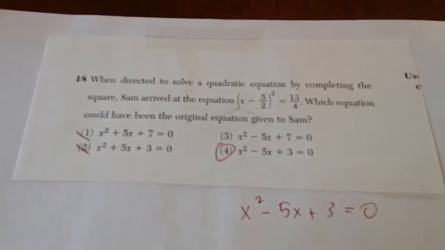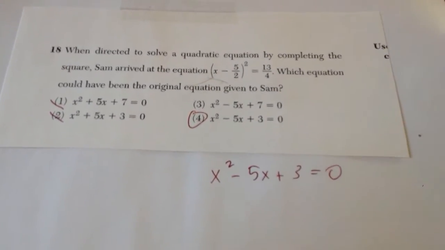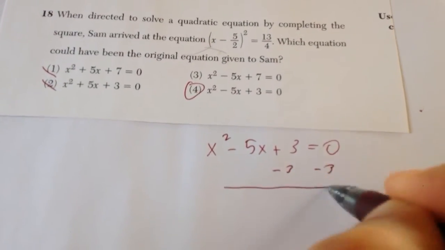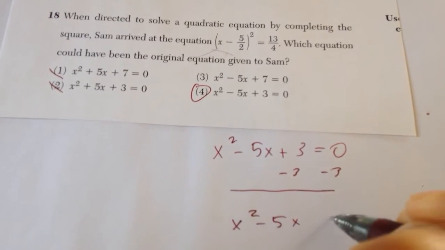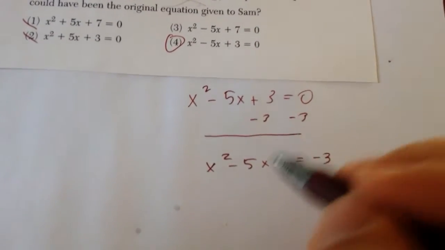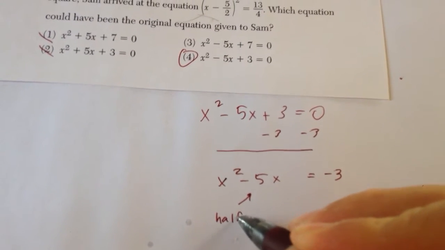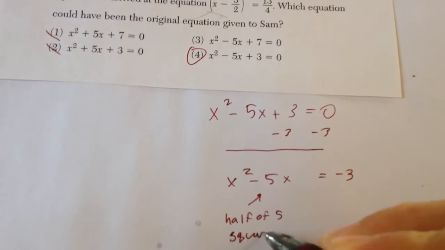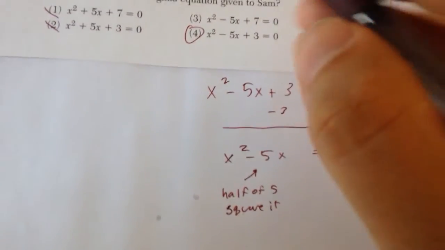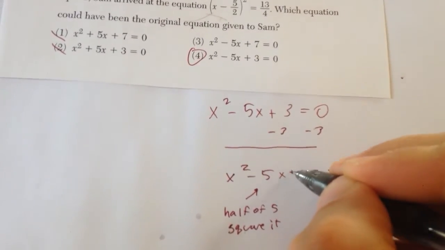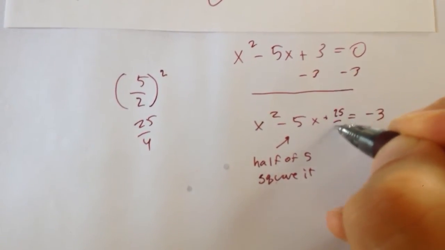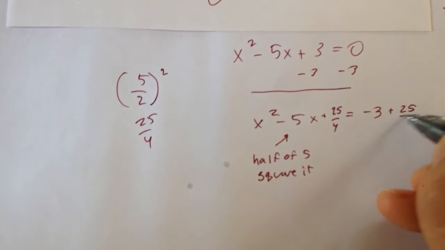In a nutshell, to solve this, the answer is number 4. The reason why is that the steps to solve by completing the square are to move the constant to the other side. It's then to take half of this number and then square it. So half of 5, they're representing as 5 over 2. That's still technically correct. 5 over 2 squared is 25 fourths. So if I add 25 fourths into here, I also have to add 25 fourths over here.